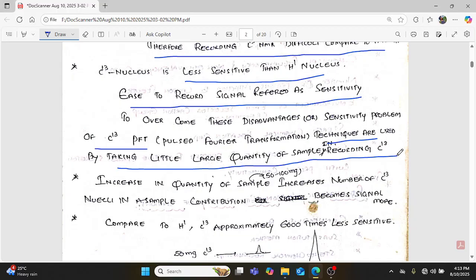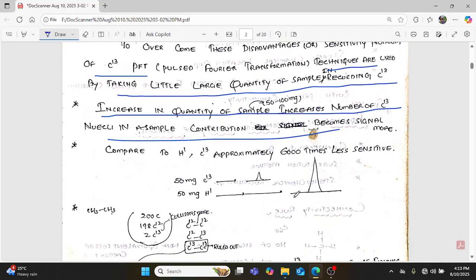We discussed the continuous wave NMR spectrometer and also Fourier transform NMR. So both things we already discussed, and you can see those videos as well. In order to get good spectra, the suggestion is to go for the Fourier transformation technique by taking a higher quantity of the sample. By increasing the quantity of the sample, the number of C13 atoms will increase, thereby we will get a good signal.